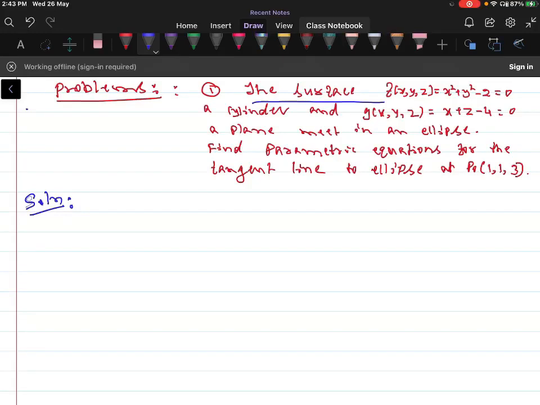In this lecture, I am going to discuss some more problems on tangent plane and normal line. So we'll move to the problem. The surface cylinder f of x, y, z is equal to x square plus y square minus 2 is equal to 0, and a plane g is equal to x plus z minus 4 is equal to 0. They meet in an ellipse. Find the parametric equation for the tangent line to the ellipse at the point (1, 1, 3).